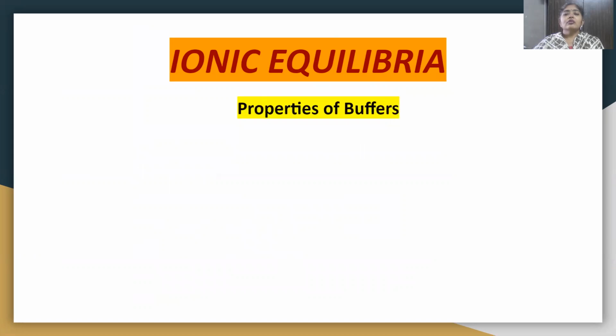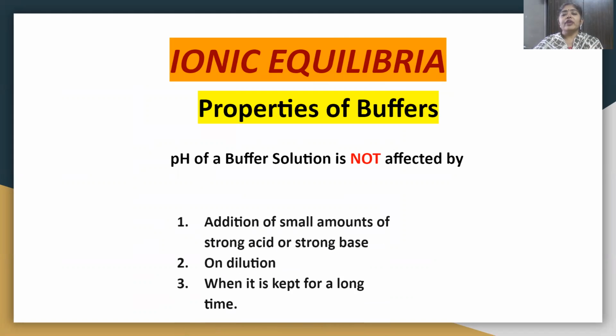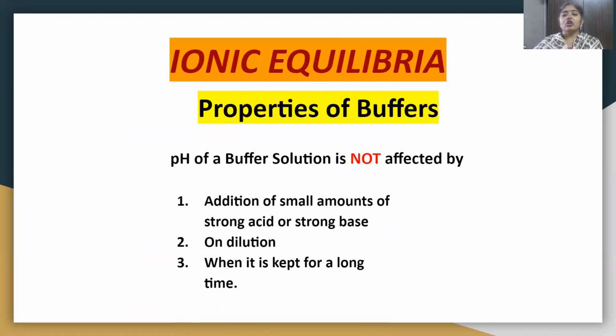All right. Now we will summarize the properties of buffers. So what are the properties of buffers? A buffer solution is not affected by a small amount of addition of a strong acid or a strong base. Neither is it affected by dilution, nor is it affected when it is kept for a long time. So in all circumstances, the pH of the buffer solution is going to remain exactly the same, or hardly any difference will be there. Very insignificant amount of difference will be there. Okay, so pH is not affected by these factors. So these are the properties of buffers.